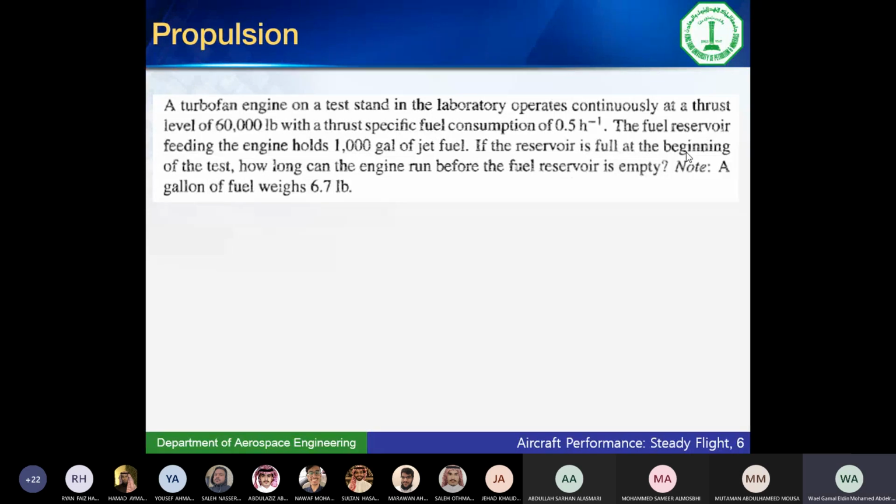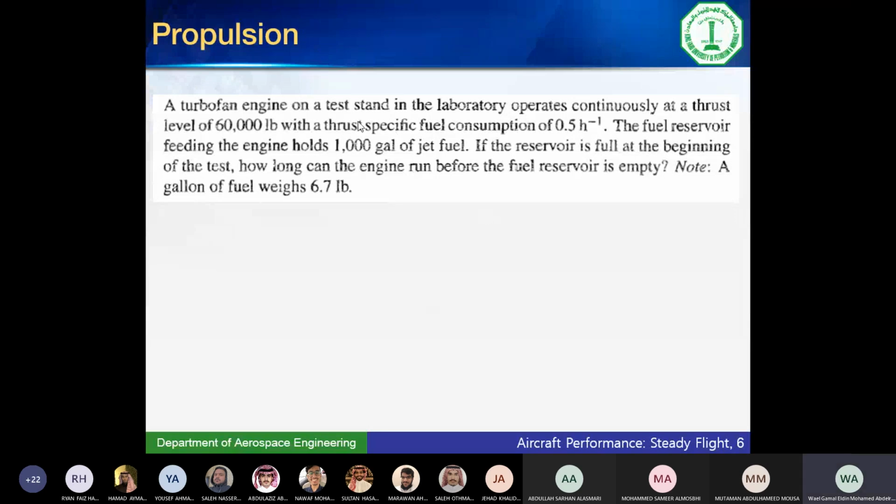The fuel reservoir or tank feeding the engine holds 1,000 gallons of jet fuel. If the reservoir is full at the beginning of the test, how long can the engine run before the fuel reservoir is empty? That means if the fuel tank is full, how long will you be able to run the engine until it runs dry?